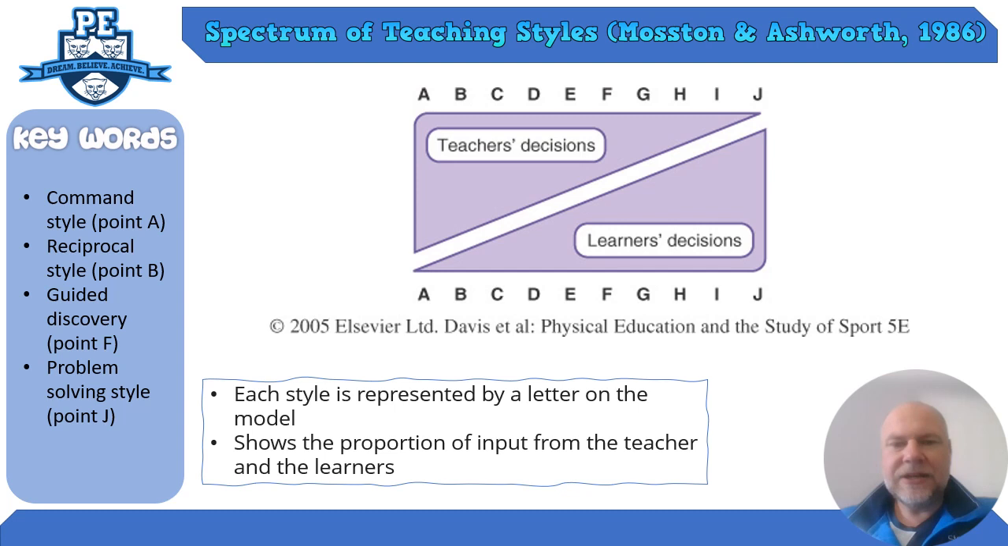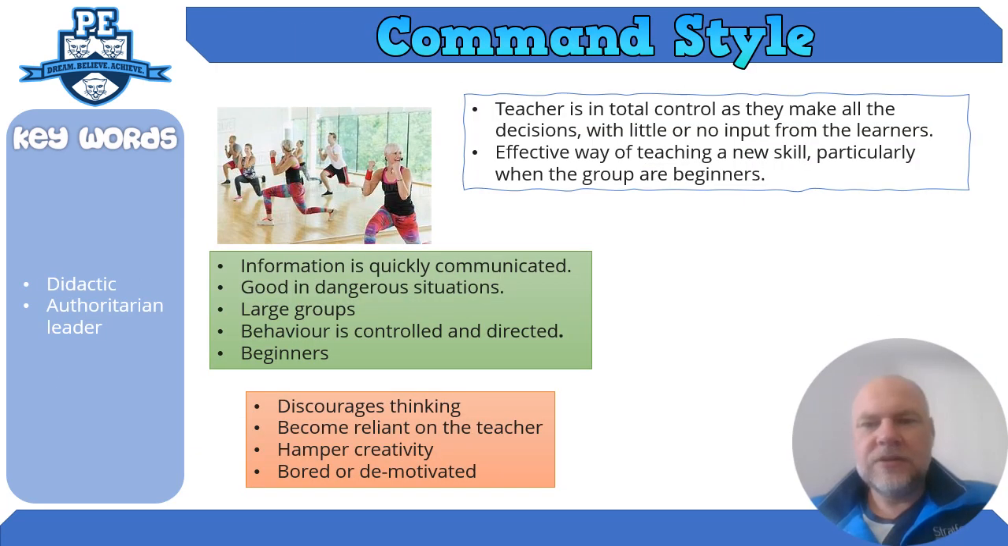And basically, as you can see, point A is command style and it involves all teachers' decisions, whereas point J, with the problem solving style, is all learner decisions, and the spectrum identifies how much decision making is for the teacher or the coach, or how much is for the learners. So the command style is the first style of teaching, and it's generally point A on Mosston's spectrum, the very first line of the diagram.